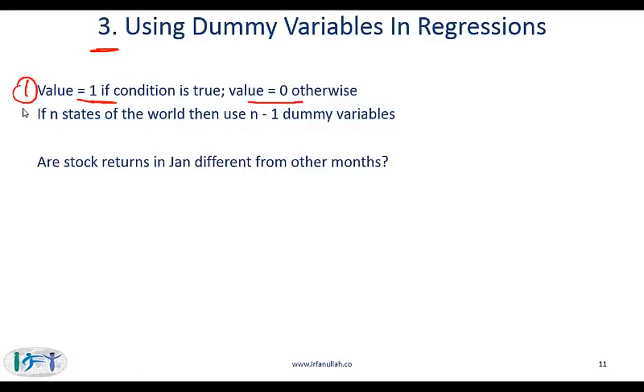This is the first important point to note. The second important point is that if there are n states of the world or n possible scenarios, then you will have n minus 1 dummy variables. And I'll explain this through a couple of examples.